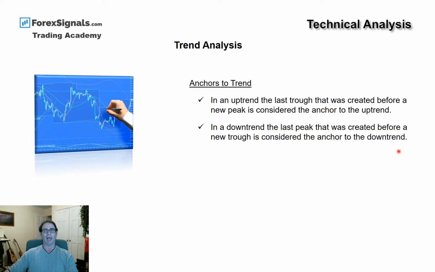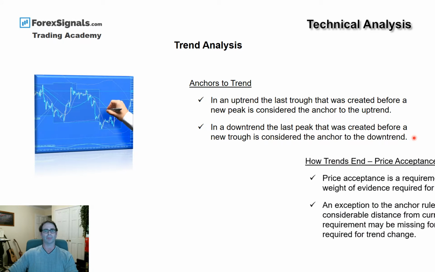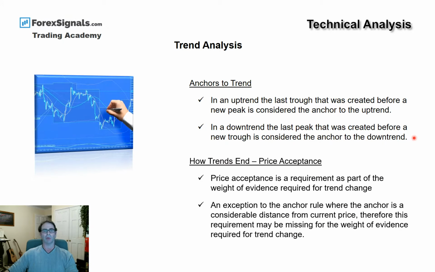We also looked at anchors to the trend. So in an uptrend, we looked at the last trough that was created before a new peak, and we looked at how that's considered the anchor to the uptrend. And in a downtrend, the last peak that was created before a new trough is considered the anchor to the downtrend. And we looked at the importance of these anchors.